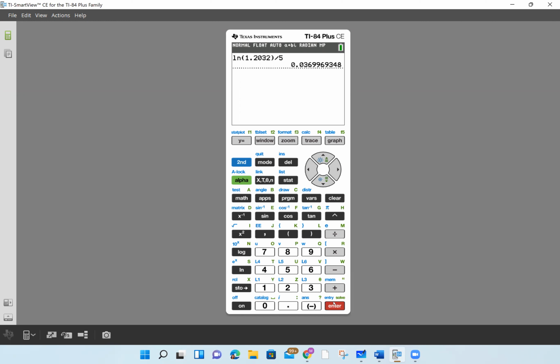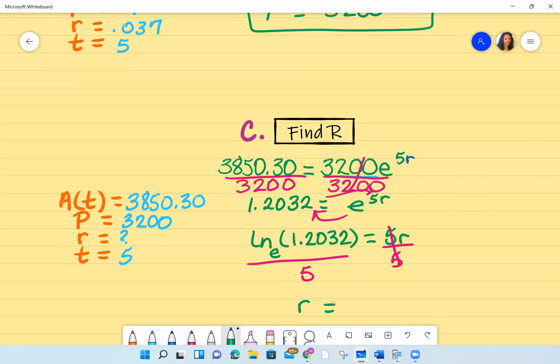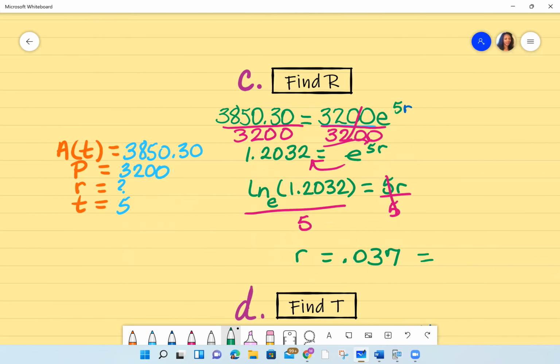So my rate is 0.037 if I round it. However, as an answer, what I want to do is put it back in percent form. And in order to do that, I take this decimal and move it over 2 places and then add my percent sign. So that's going to be 3.7% is my rate.